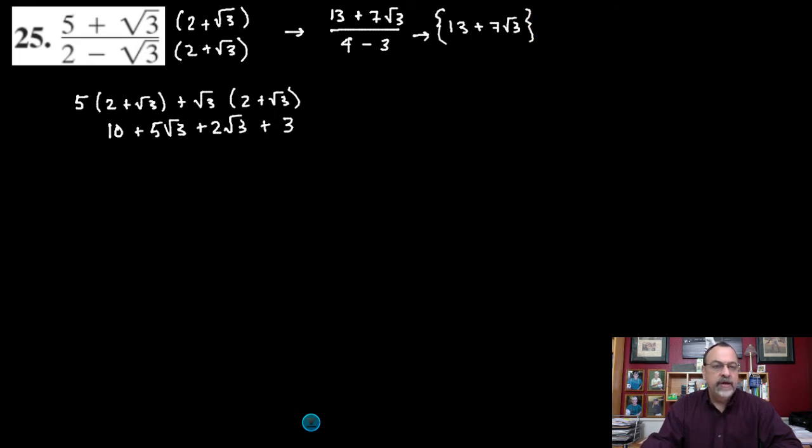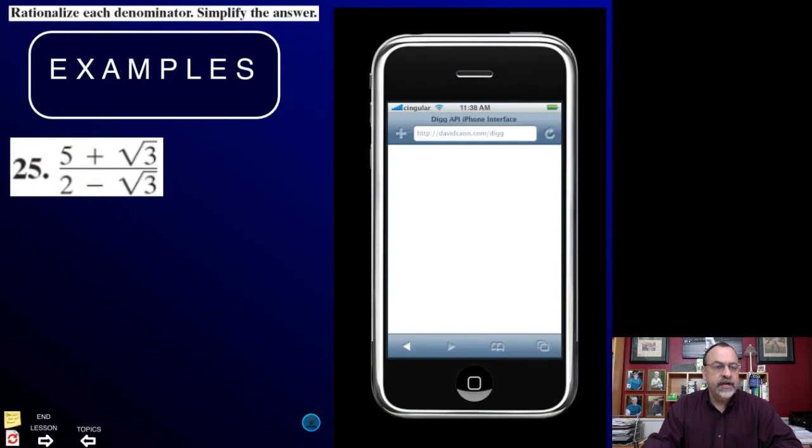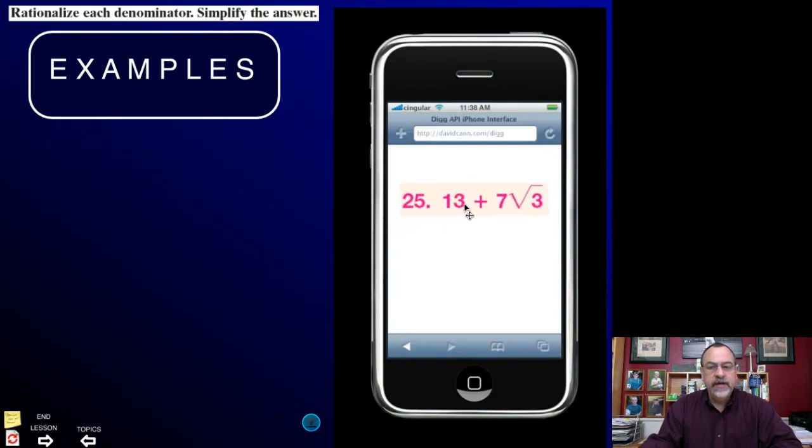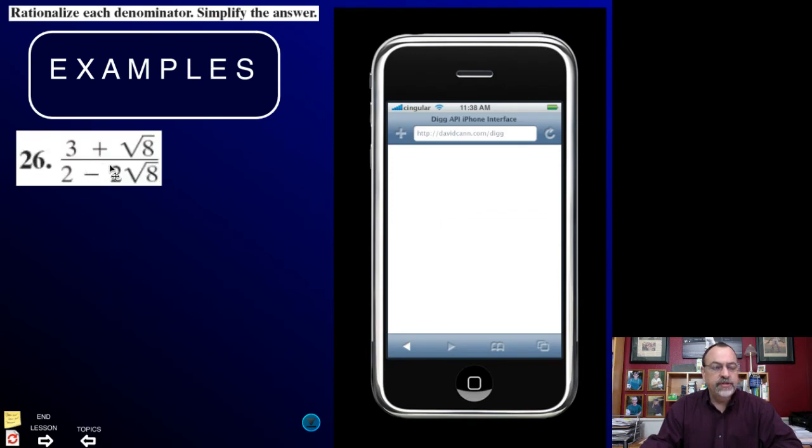And we can go back here and check it out and see if we have the right answer. And we do have 13 plus 7 square root of 3 is my correct answer. So if we take 3 plus square root of 8 divided by 2 minus 2 square root of 8, let's take a look at that one.